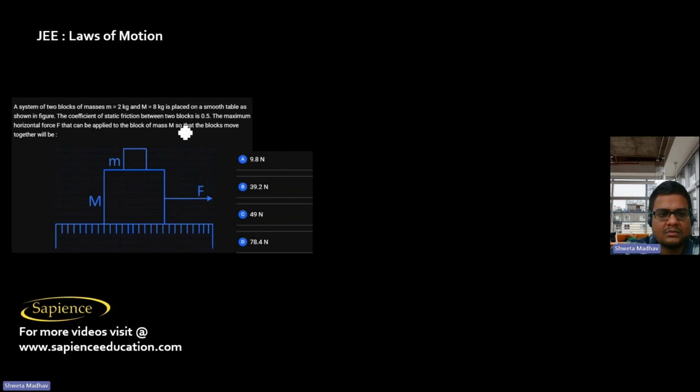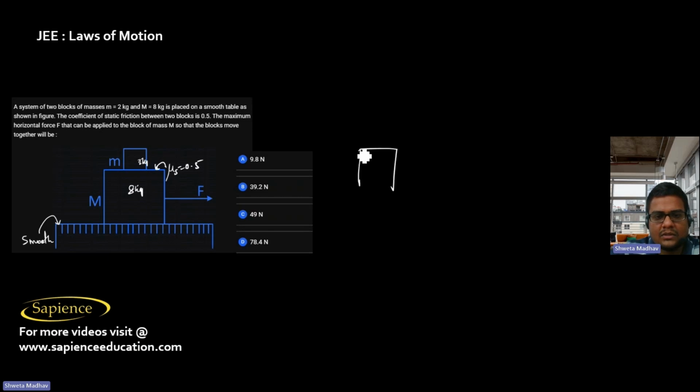So here it is told a system of two blocks of masses 2 kg and 8 kg is placed on a smooth table. So this is 8 kg and this is 2 kg. The table is smooth, has no friction. The coefficient of static friction between two blocks, mu s, is 0.5. The maximum horizontal force that can be applied to the block of mass m so that the blocks move together will be. So when maximum horizontal force is applied, then maximum static friction should act.